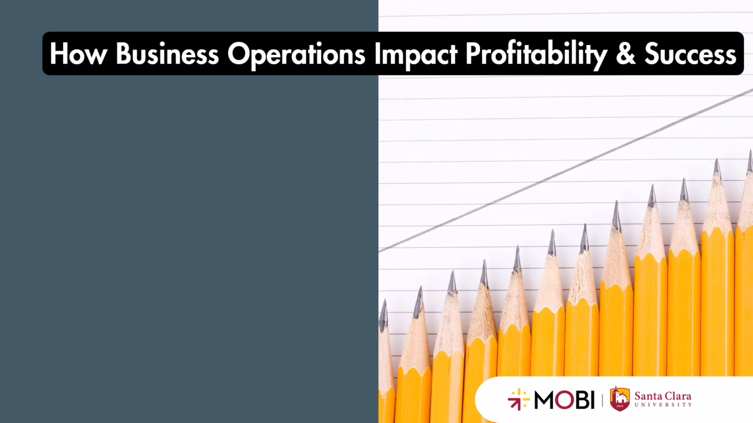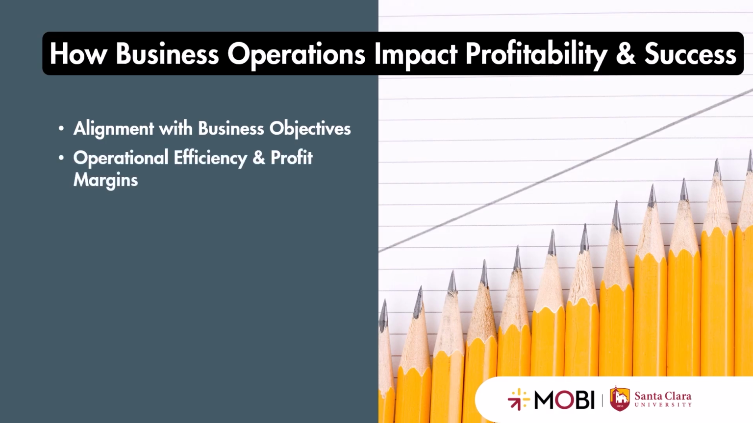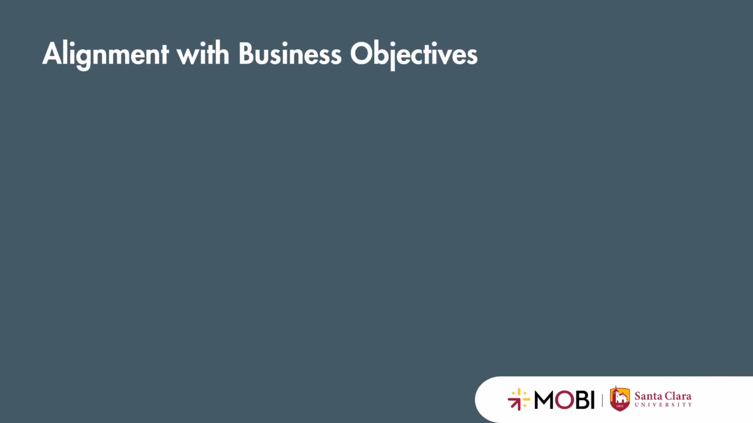Taking a closer look at how business operations impact profitability and success, we'll discuss alignment with business objectives along with operational efficiency and profit margins. First, we'll discuss business operations and alignment with business objectives, specifically the role of operations in achieving business goals. Operations are the backbone of your business plan. They turn your strategies into actions.